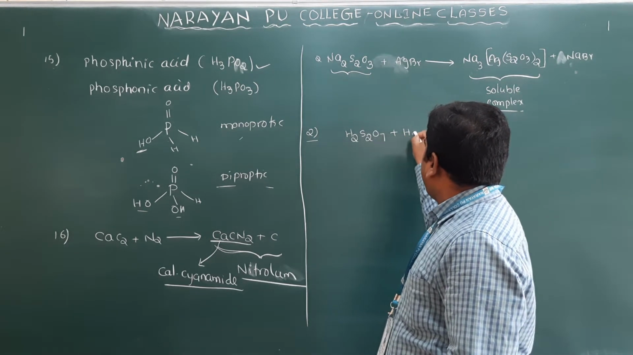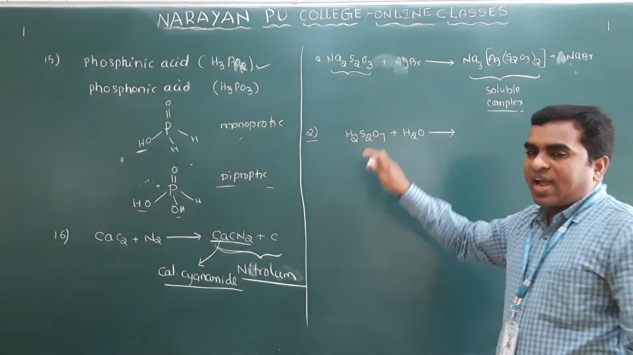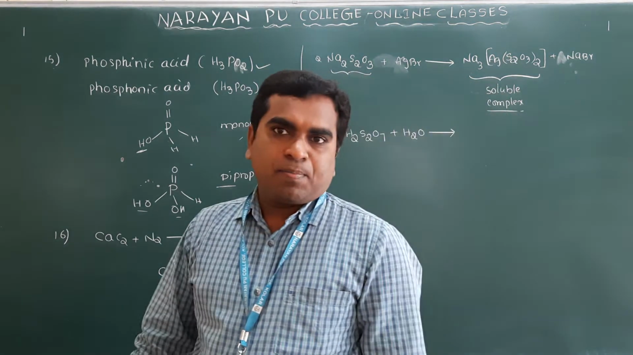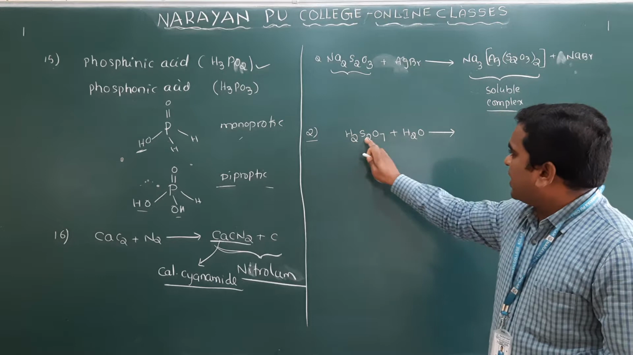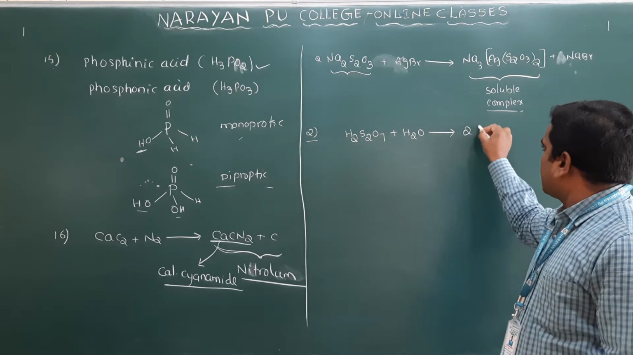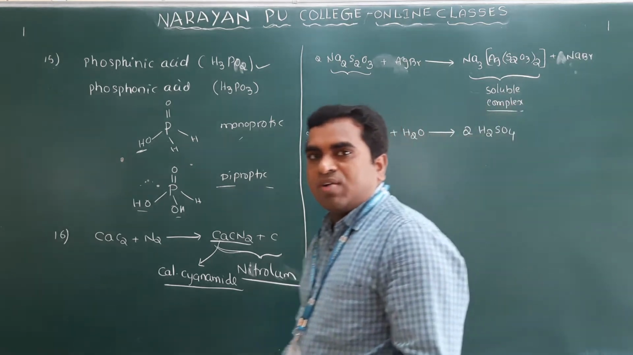H2S2O7, and do the hydrolysis. Then they are asking, pyrosulfuric acid hydrolysis, what will you get? Clear? So what will you get, you see? H2S2O7 plus H2O means what? It is 2 moles of H2SO4. In the contact process we have studied this one.